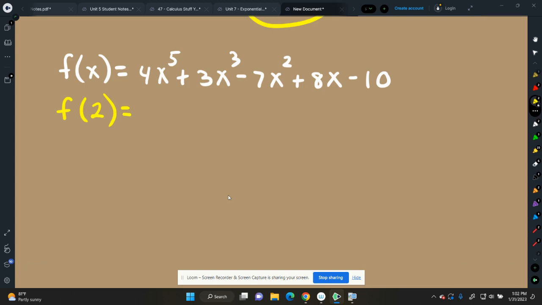So what goes in the box? 2. Right? When we're doing division, we do the opposite in the box. This is substitution, so we're just going to use the 2. Okay? What goes along the top? 4, 3, -7, 8, -10. Okay.